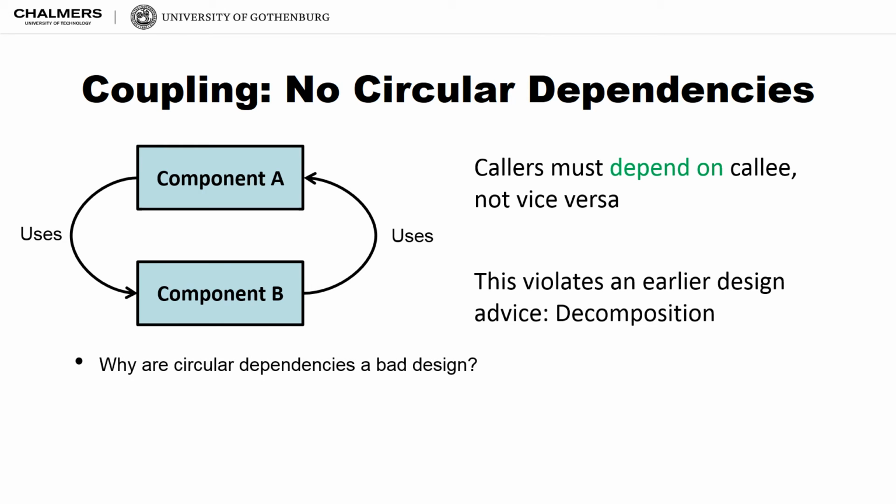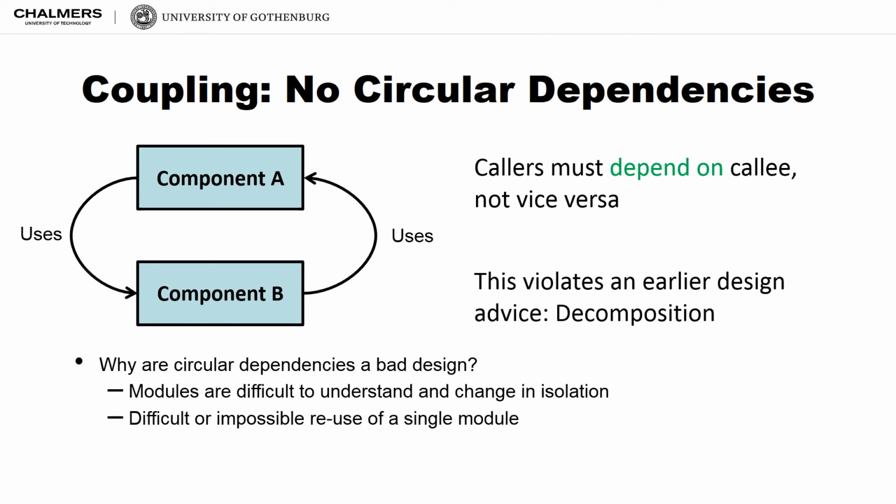Why are circular dependencies bad design? Firstly, it is difficult to understand and change each module in isolation. Secondly, tight coupling of the mutually dependent modules reduces or makes it impossible to separately reuse each module in isolation. Thirdly, circular dependencies can cause a domino effect when a small local change in one module spreads into other modules and has unwanted global effects.